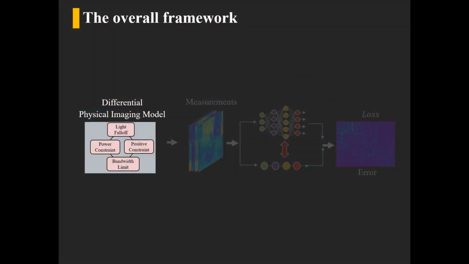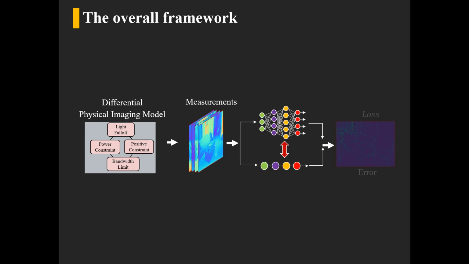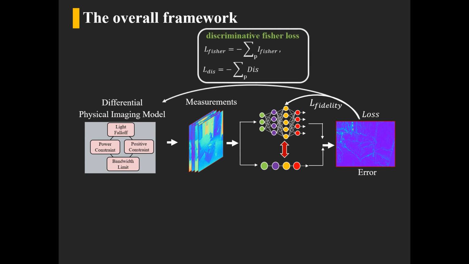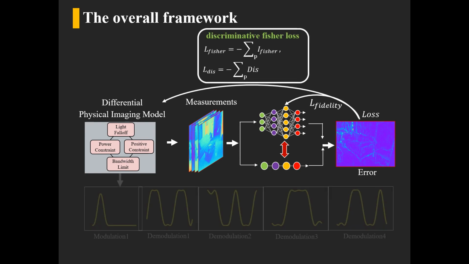With a differentiable physical imaging model, we obtain measurements of the scene and feed them into the depth reconstruction network. The fidelity loss and discriminative Fisher loss are introduced to guide the learning of the optimal codes. With this framework, the network and coding function are optimized.